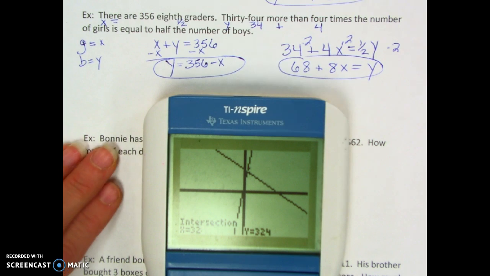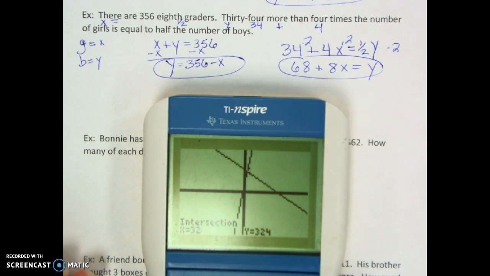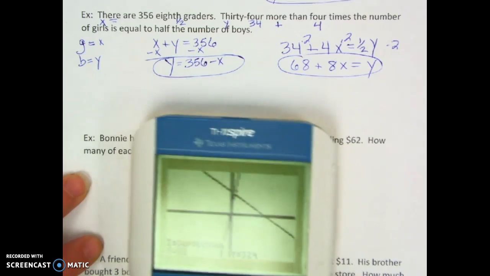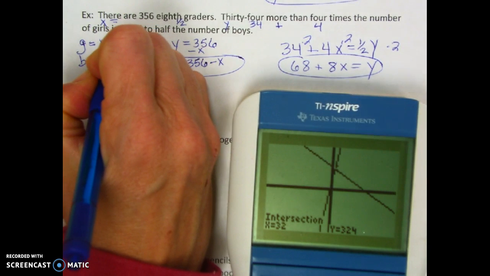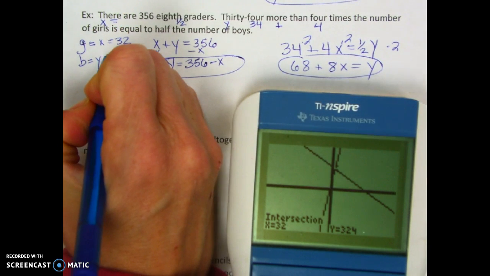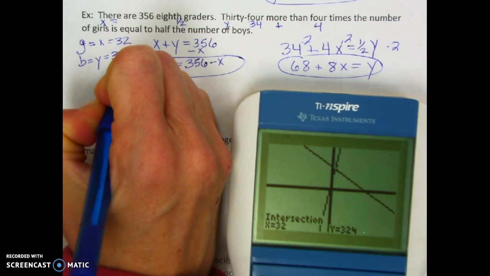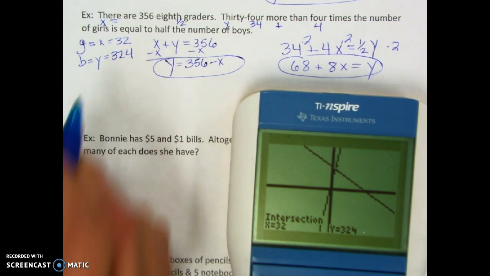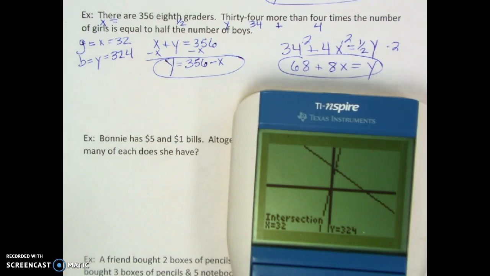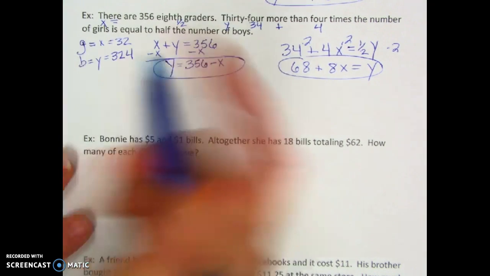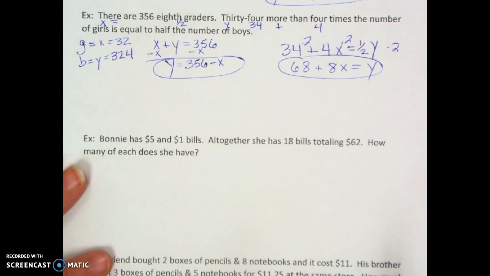And there's my solution. So I know that the solution is 32 and 324. So x was 32, which was my girls, and boys was y, and that's 324. So we need to make sure we're identifying which is which. Okay, we don't want to switch the numbers.